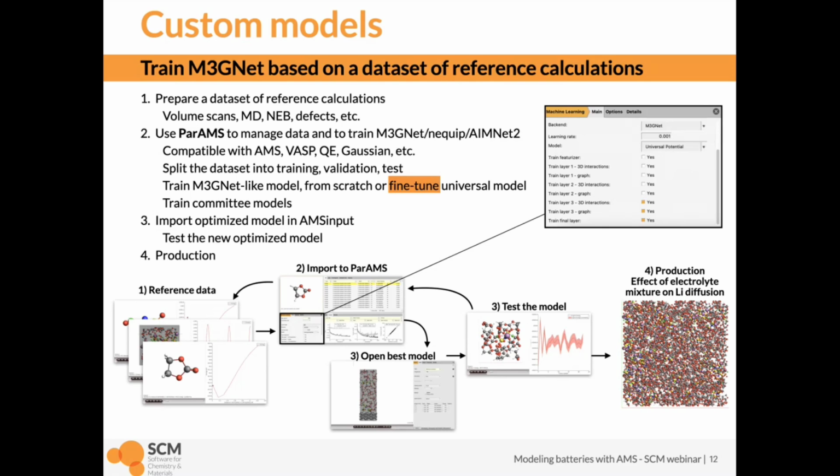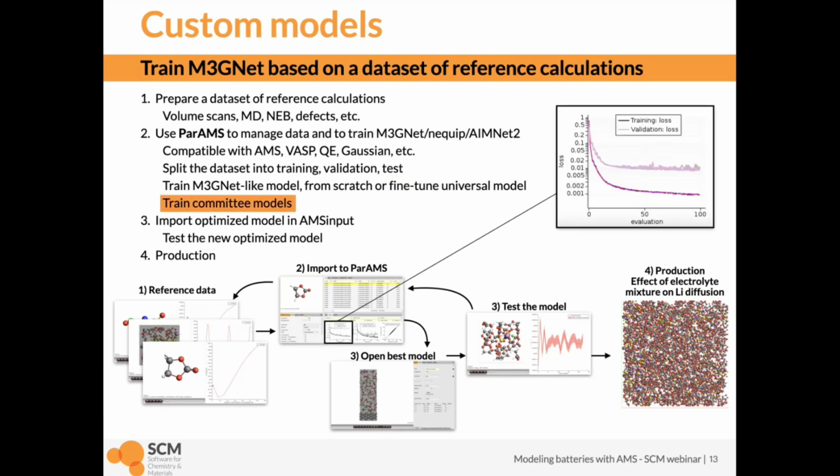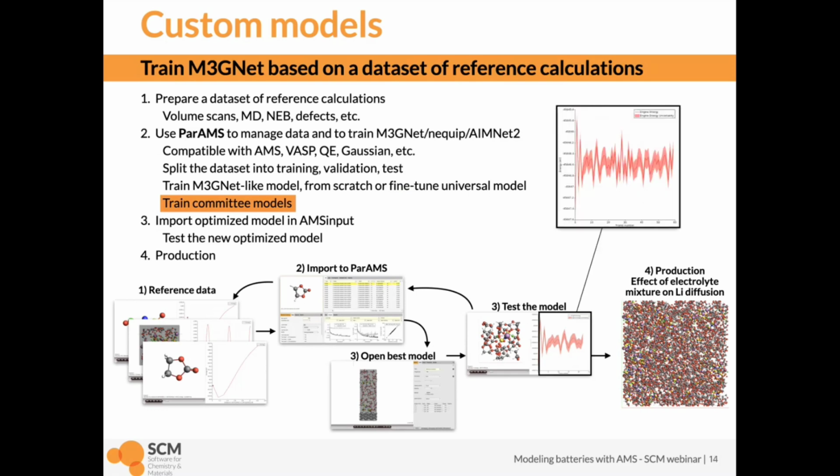Another thing that you can do: instead of training just one model, you can train a committee of N models. I'm just showing the example. When you train it, you're going to see not one, but N curves. What's nice with that is that the prediction is going to be the average value of those neural networks, but the standard deviation is going to give you an uncertainty of your calculation when you perform inference.